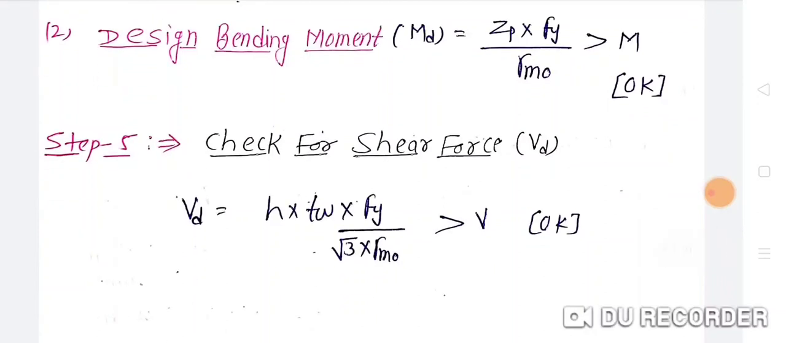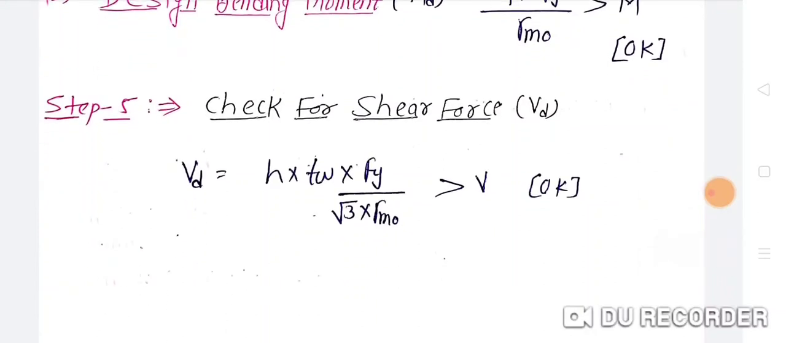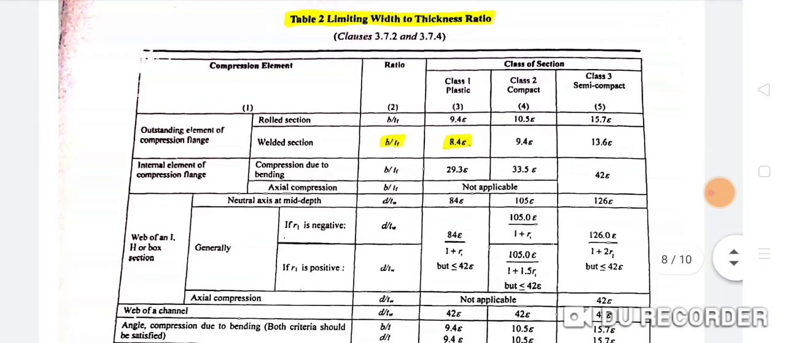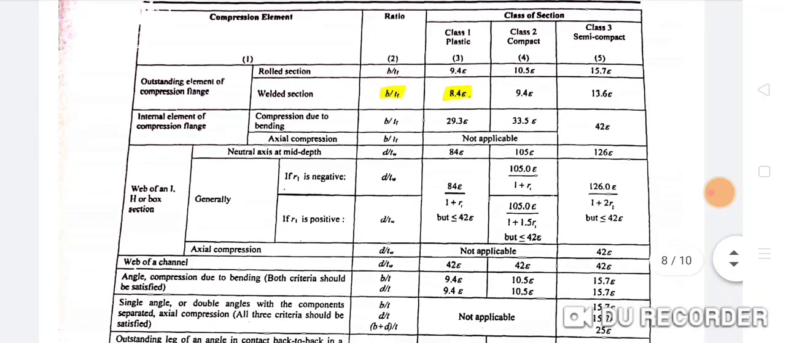Now we check for shear. Vd is equal to h into tw into Fy upon root 3 gamma m0. Design shear force should be greater than the shear force calculated in step second. If this is satisfied, then our design is safe. Otherwise we revise the section. Here Table number 2 is taken from IS 800:2007.